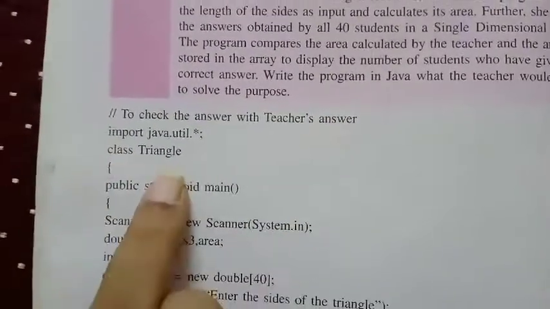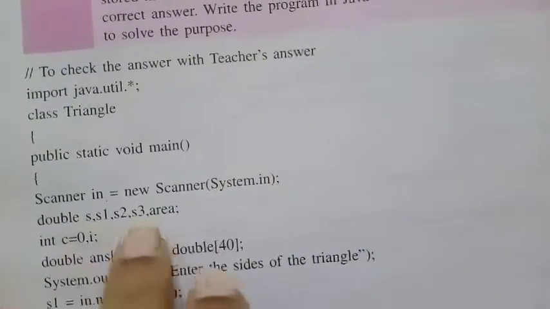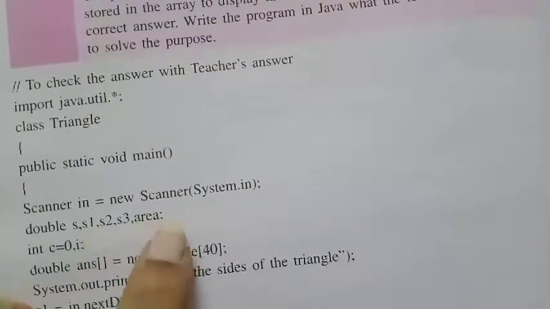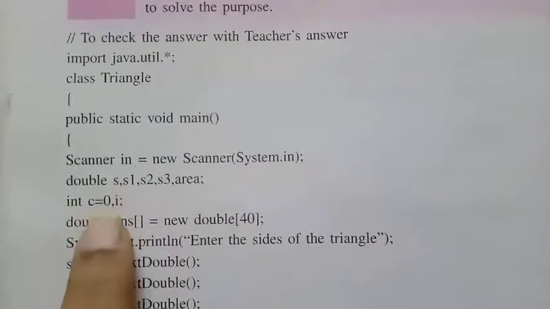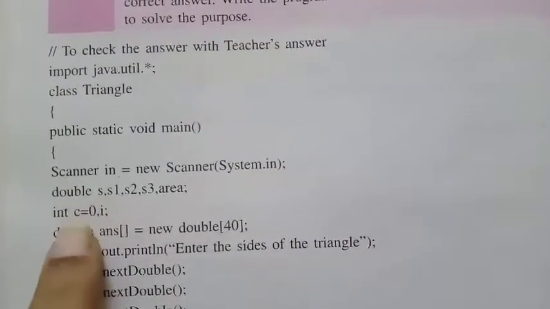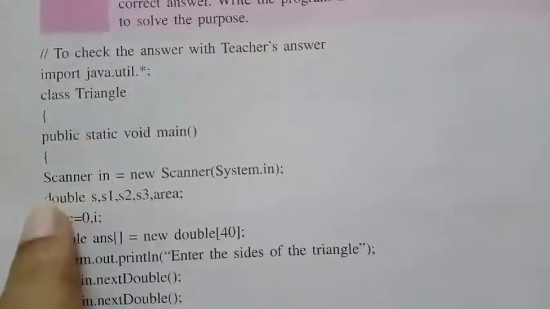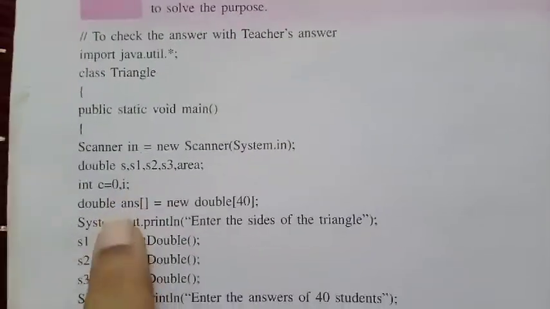Okay, so now we will see how to do it. The class name is triangle, then the main function. They have used the Scanner class to get the input, and double variables s1, s2, s3, and area for calculating the area. Then c is equal to 0. This is a counter variable, counting how many students answered correctly, and this is i for your loop.